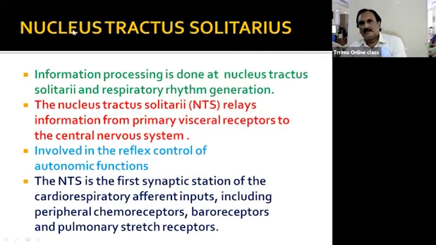The number of candidates is 115. Sorry, attendance is absent marks.